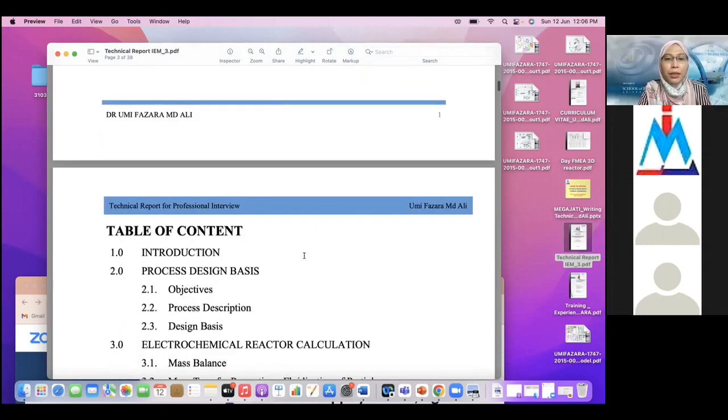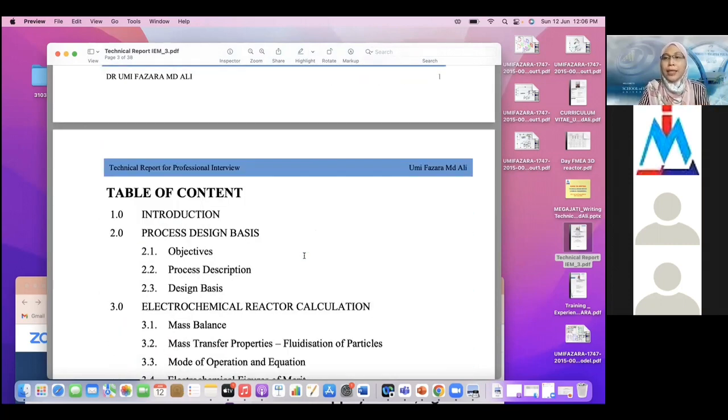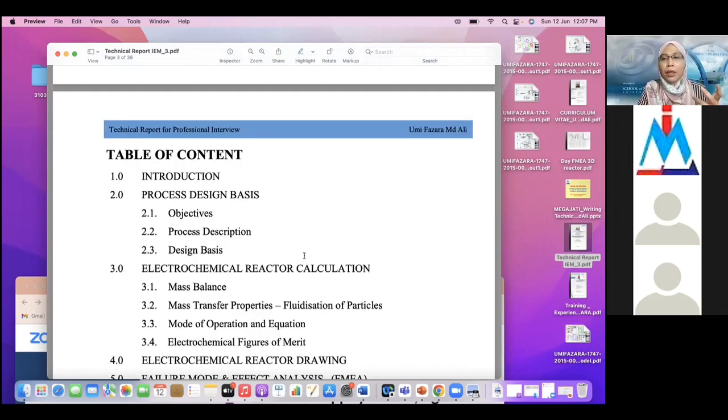Okay. Alright. So as I said just now, table of content. Okay. So table of content for chemical engineering. You boleh tambah lagi lah, you boleh tambah ikut kesesuaian. So number 1 is you have your introduction. Okay. Something like executive summary, something like that. Okay. And then process design basis. So you have your objective.